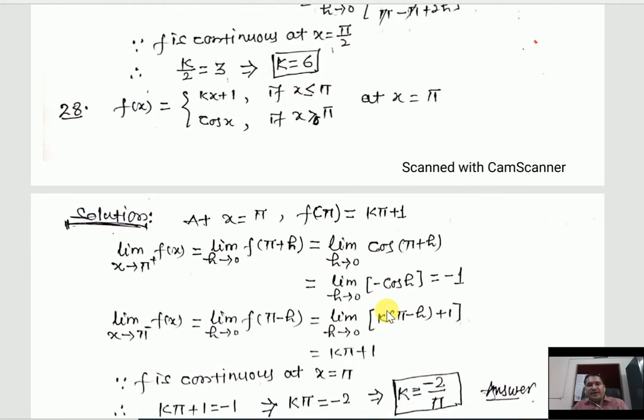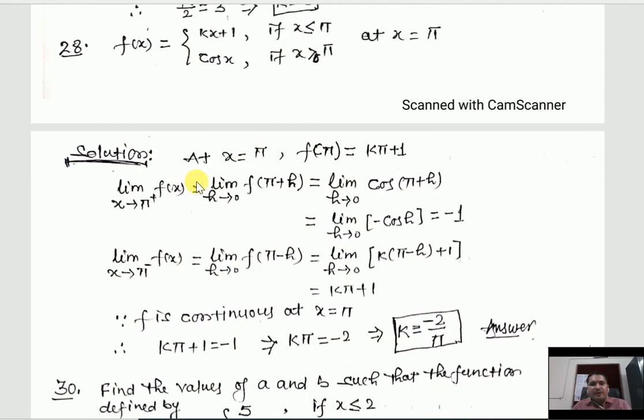Question number 28: kx plus 1, cos x. It is given the function is continuous at x is equal to pi, find the value of k. In the previous question also it was given to find the value of k if the function is continuous. So at x is equal to pi, find f of pi. So it will be here the first one, k pi plus 1.